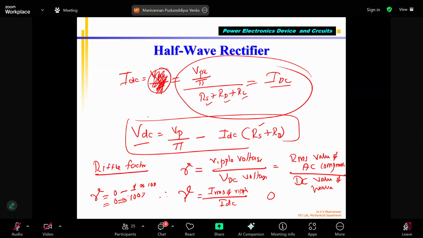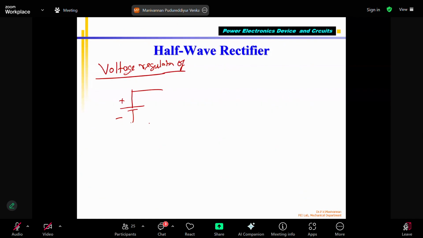this is nothing but VDC, or V average, is nothing but V peak divided by pi for the half wave rectifier. Please note that this is an equivalent circuit of an AC source. What we are supplying is AC only, correct? And that is rectified by the diode. Then it is supplied to the load.